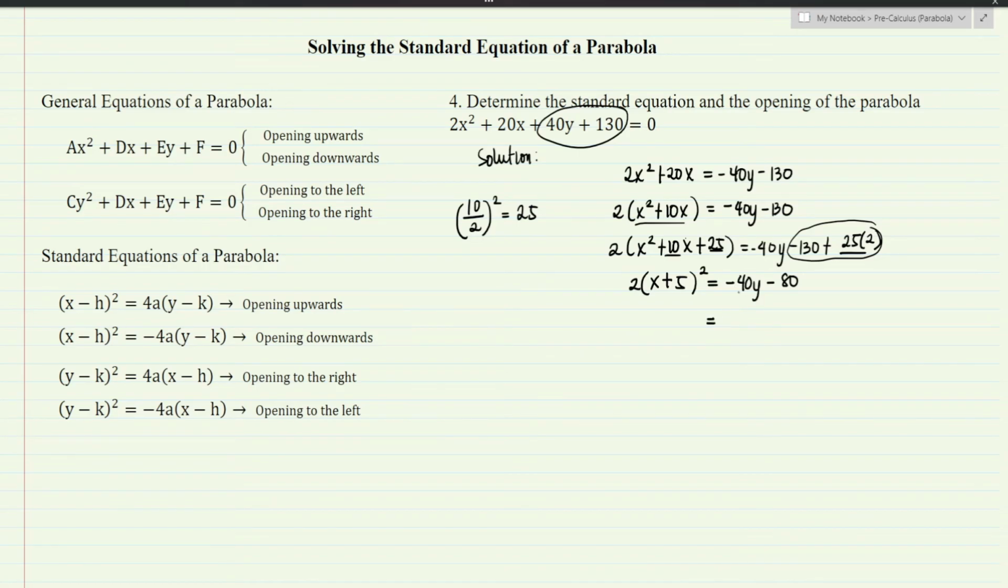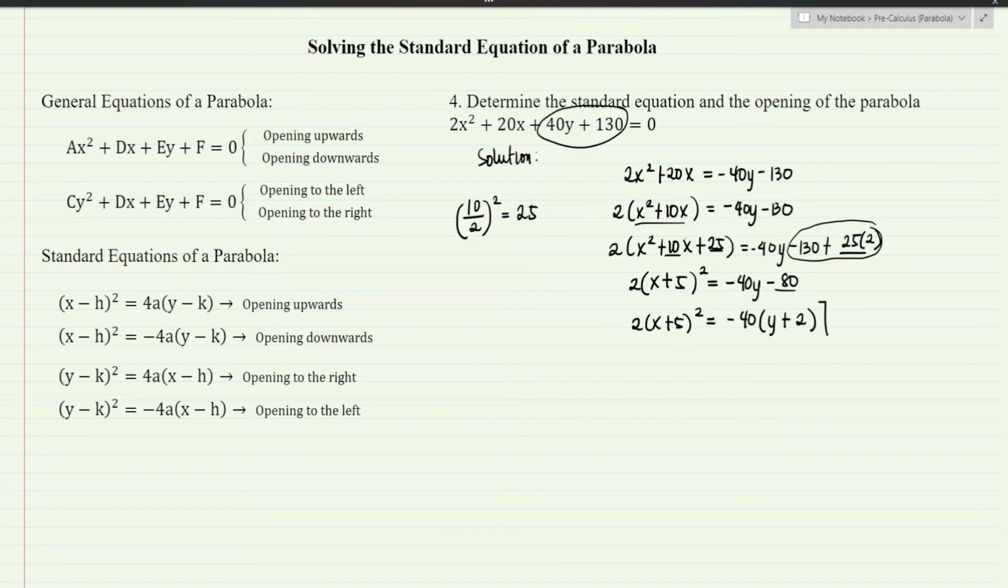Okay, so the second to the last step here is I would need to factor out the coefficient of y on the right side. So if I factor out negative 40, I would have y plus 2, since negative 40 times 2 would result in negative 80. Then for the left side, I will just copy it. So I will have 2 times x plus 5 squared.